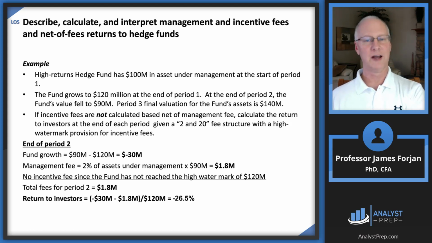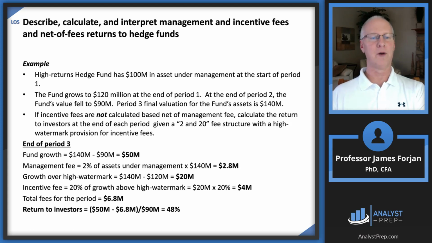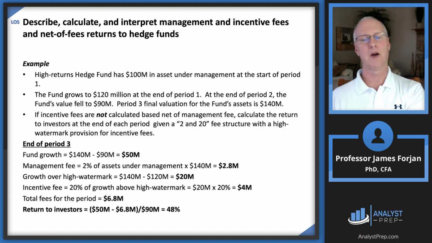But we know that something good happens in period 3. Let's go ahead and figure that one out. So the growth from 90 to 140 is 50 million. So we're going to take 2% of that 140 million, gives us 2.8 million in the management fee. And then the growth over the high water mark is now 20 million, right? That high water mark was 120 a couple of years ago. We've now gotten back over that. So we're going to take 20% of the difference between 140 and 120. That gives us another 4 million. So if we sum the 4 and the 2.8, we get 6.8 million in total fees, and that gives us a whopping 48% return to investors.